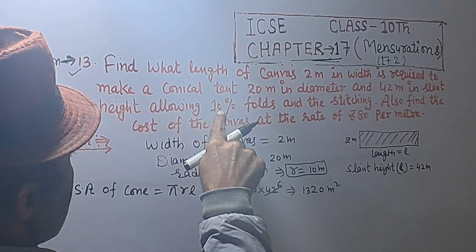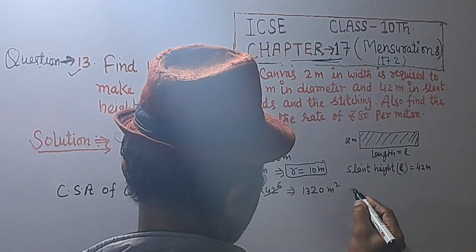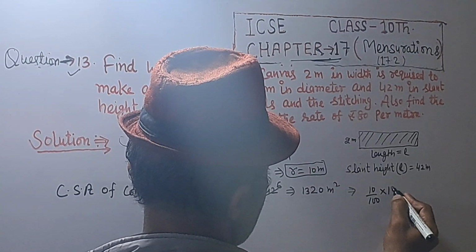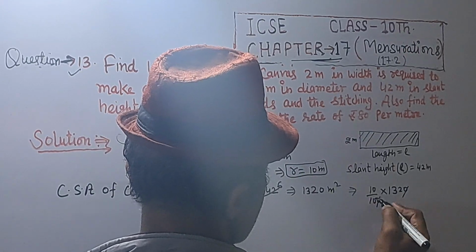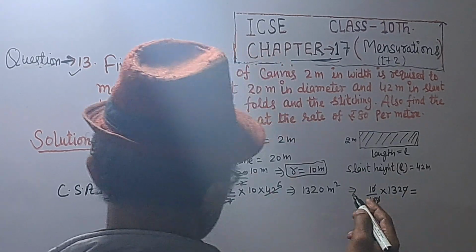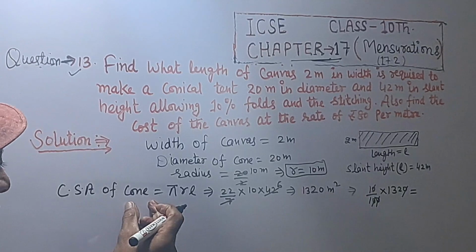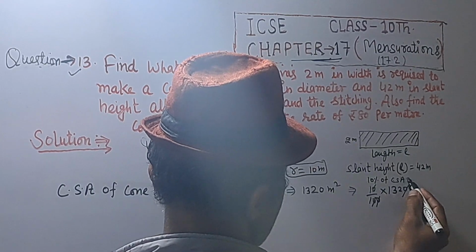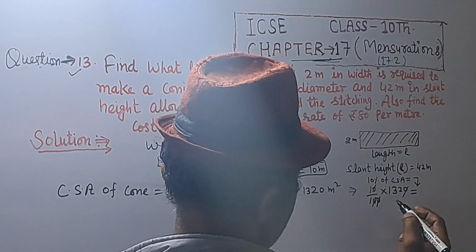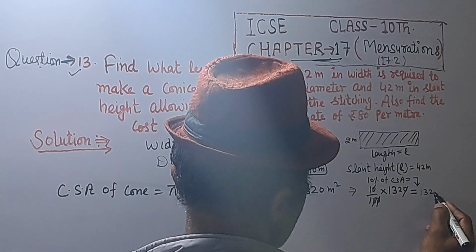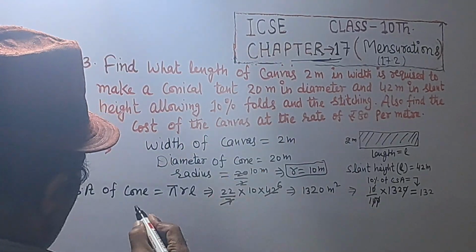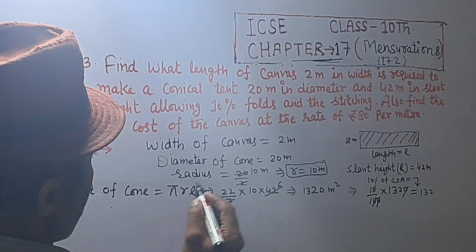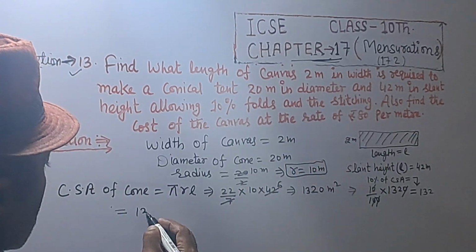And allowing 10% folds, which implies 10% of 1320. 0 is cancelled, 0 is cancelled. 10% of the curved surface area of cone is 10% of CSA is equal to 132.